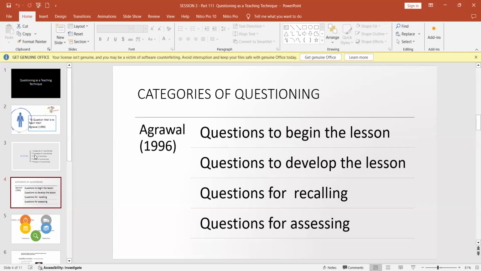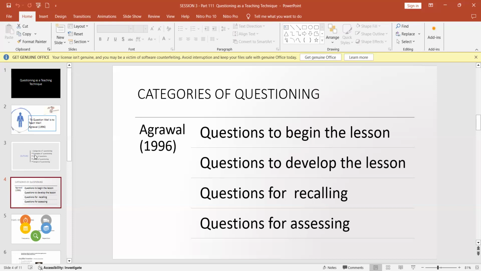So when do we ask this type of questions? Throughout the lesson. So when it comes to important parts of the lesson, the teacher asks questions to develop the lesson. So it happens throughout the lesson, during the lesson. Now, questions to begin the lesson, at the beginning of the lesson. Questions to develop the lesson, during the lesson, that is on the key areas of the lesson. You cleverly answered that question.